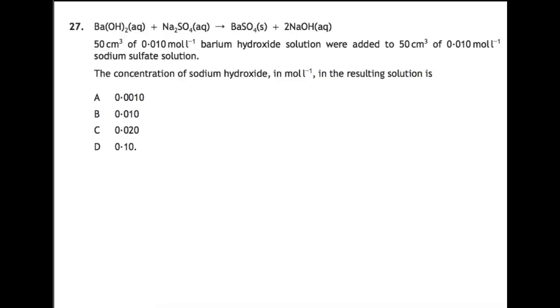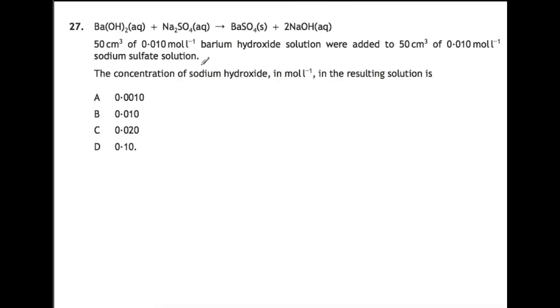Question 27. You've got an equation here of a precipitation reaction, and you're given information about what was added together. So you've taken 50 centimetres cubed of 0.01 mole per litre barium hydroxide, and you've added it to 50 centimetres cubed of 0.01 sodium sulfate, and we're trying to work out the concentration of sodium hydroxide at the end.